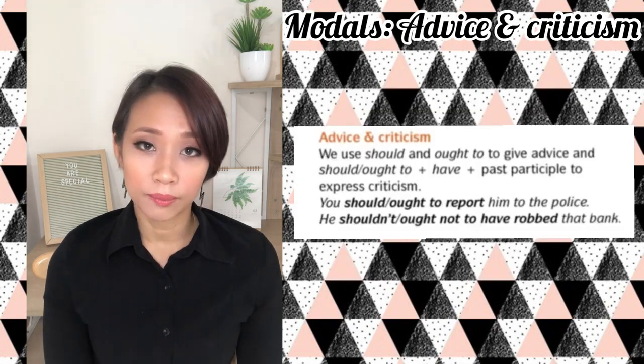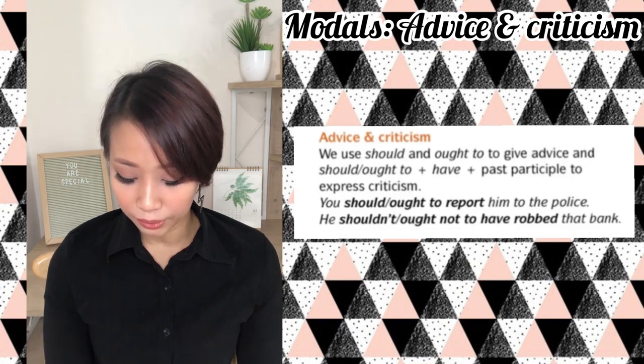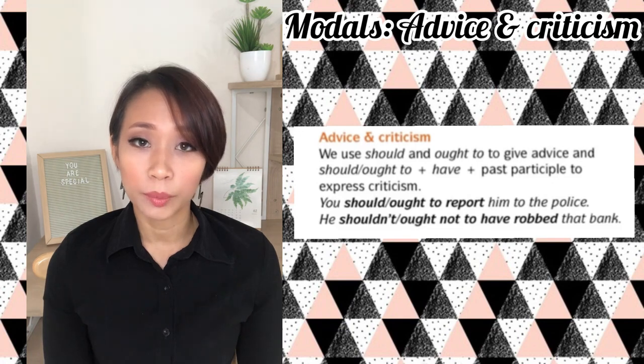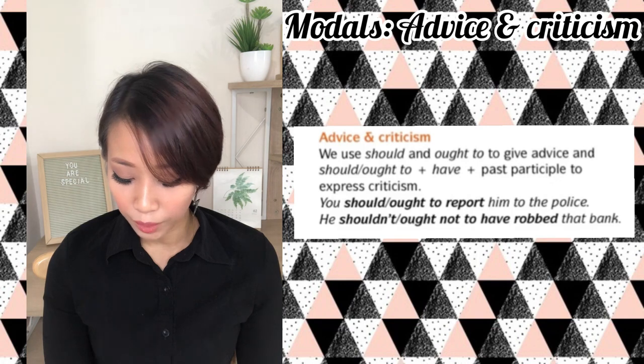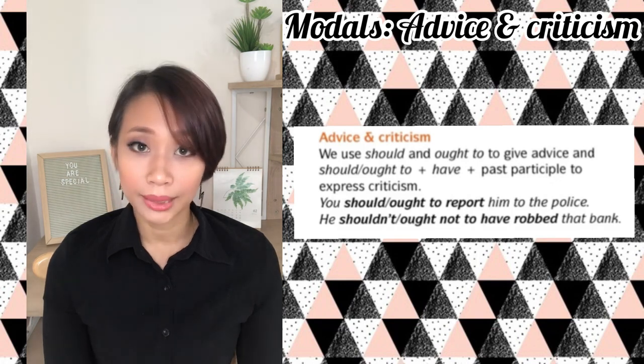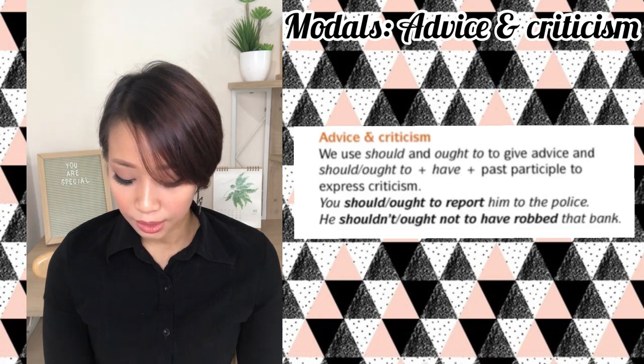Advice and criticism, nasihat dan kritik. We use should and ought to give advice and should, ought to have past participle to express criticism. Kita guna should and ought to untuk memberi nasihat dan should, ought to, tambah have, tambah past participle untuk mengkritik. For example, you should, ought to report him to the police. Anda patut melaporkannya ke polis.